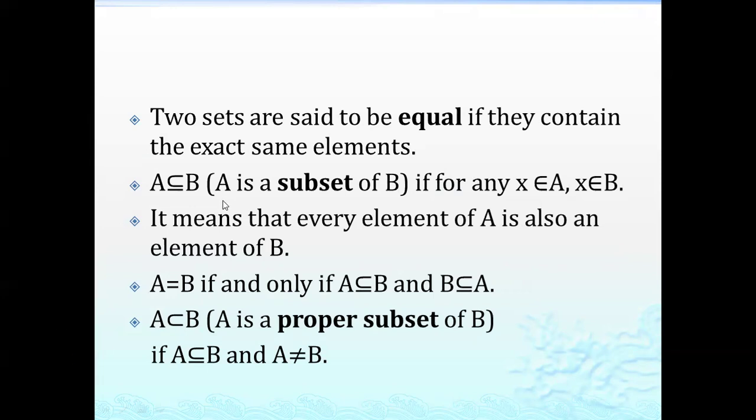Now let's define what a subset means. A is a subset of B if for any x belonging to A, we have x belonging to B. It means that every element of A is also an element of B. The set A equals set B if and only if A is a subset of B and B is a subset of A. A is a proper subset of B if A is a subset of B and A does not equal B.